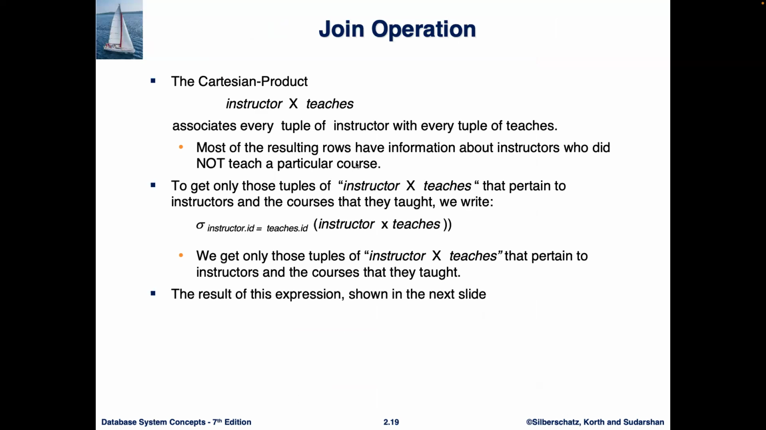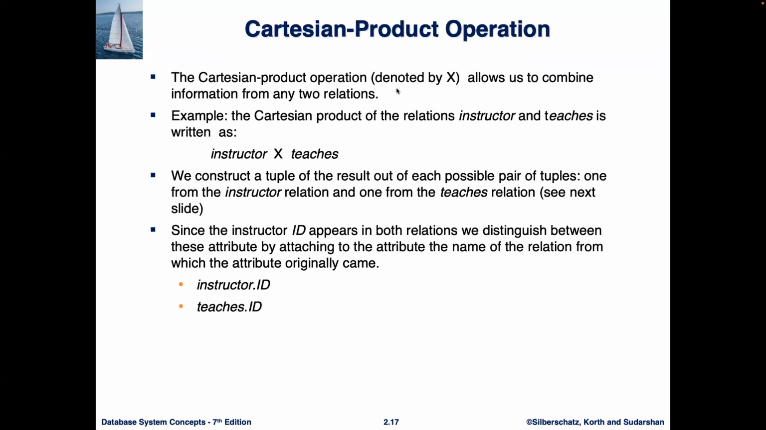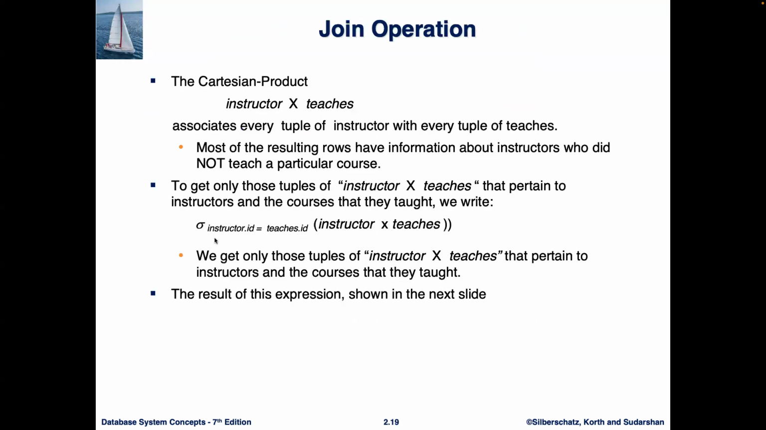To get only those tuples of instructor X teachers that pertain to instructors and the courses they taught, we select only those. So we have the Cartesian product. This gives us this whole big table. But from this table, we only select where instructor ID equals teacher's ID. So that is basically saying select instructor.id equals teachers.id. So from the whole Cartesian product table, we only get those tuples where that instructor actually teaches that course. The result of this expression is shown in the next slide.